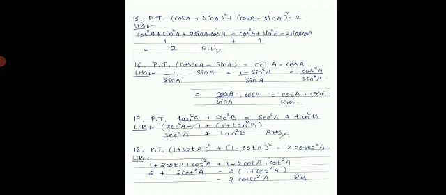Then we know that sin²A + cos²A is equal to 1 in the first part. Similarly in the second part, again we have the same terms, so that is again equal to 1. Now 1 + 1 is equal to 2, which is the required answer.